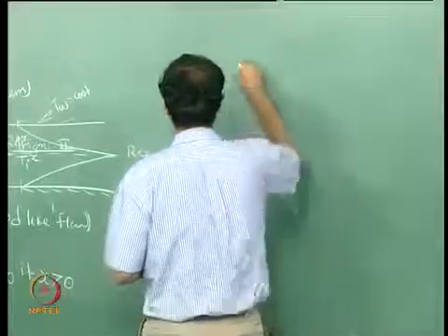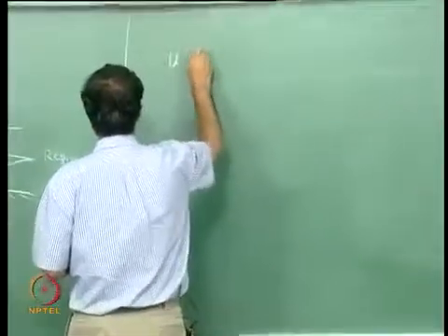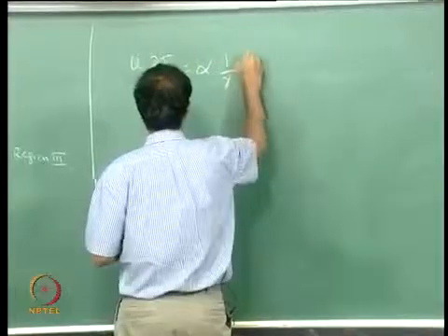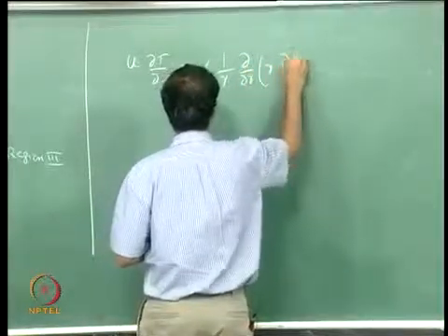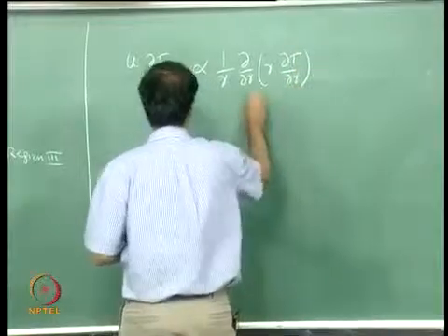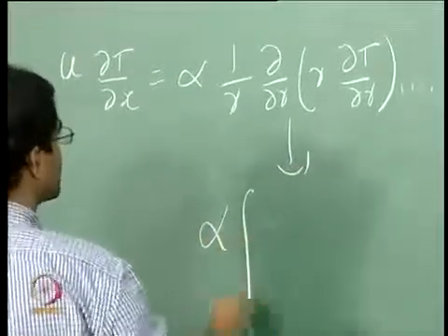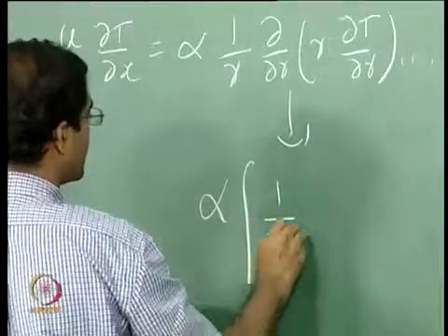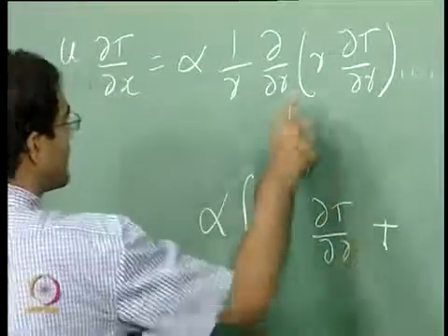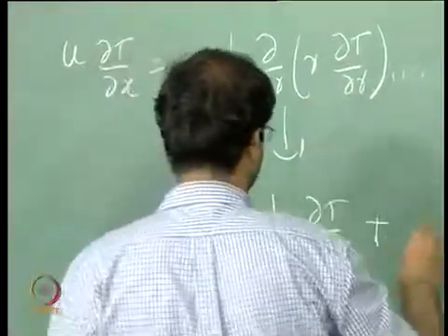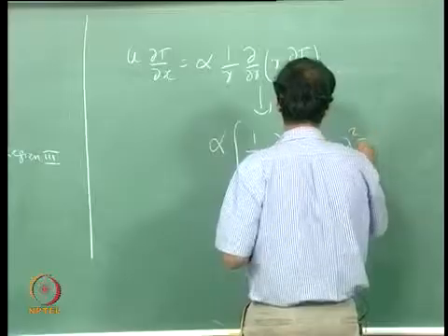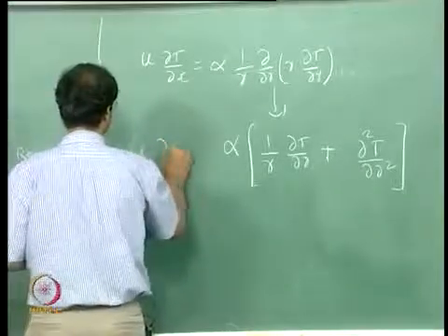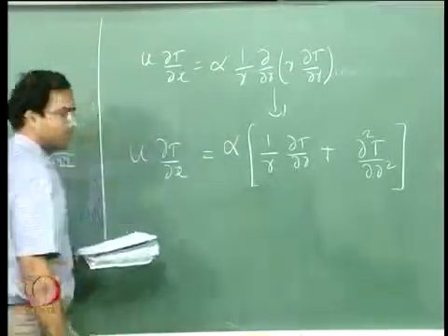So the energy equation is u dT by dx is equal to, I am expanding, originally you have 1 by r d by dr of r dT by dr. Alpha is common, so I can differentiate with respect to r keeping dT by dr constant, so that will be 1 by r dT by dr, plus I can differentiate dT by dr keeping r constant, so that will be d square T by dr square. So now this is your energy equation.